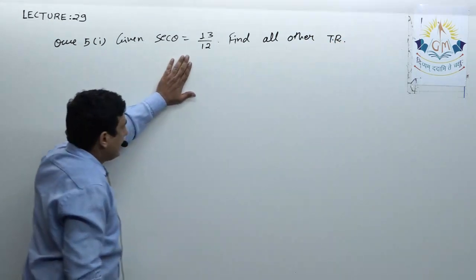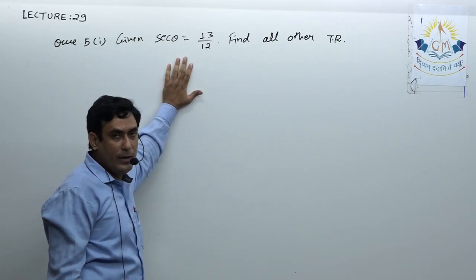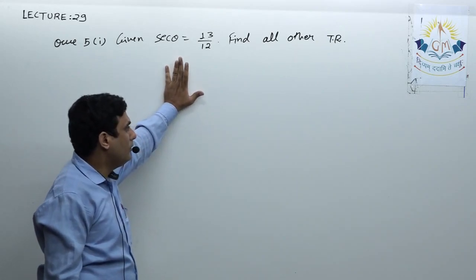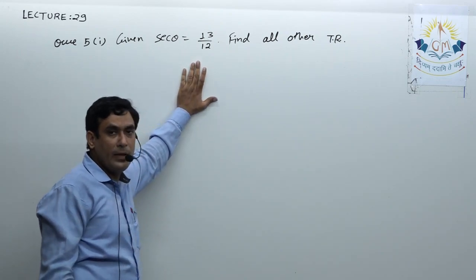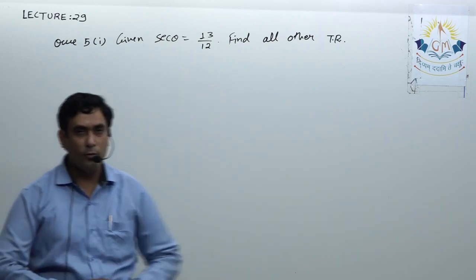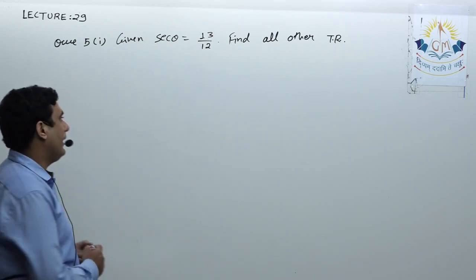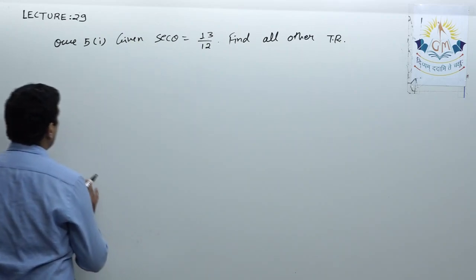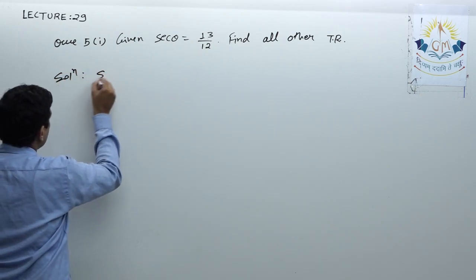So we have the sec theta, that means we have the base as well as the hypotenuse. So first we'll find the base using the formula, then the hypotenuse, and then we obtain the value of the perpendicular by applying the Pythagoras theorem. Now once we have perpendicular, base and hypotenuse, we can find all the other trigonometric ratios. So let us see its solution.